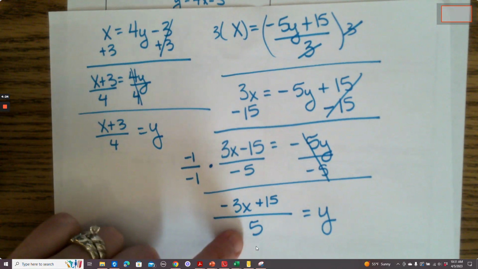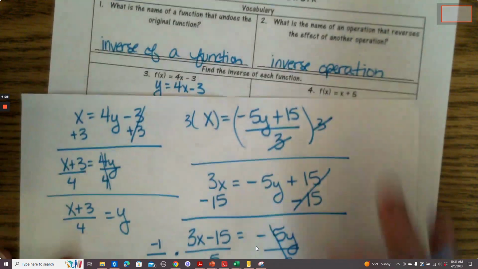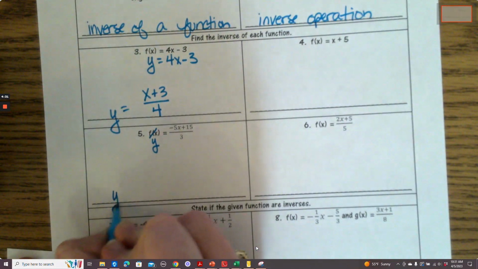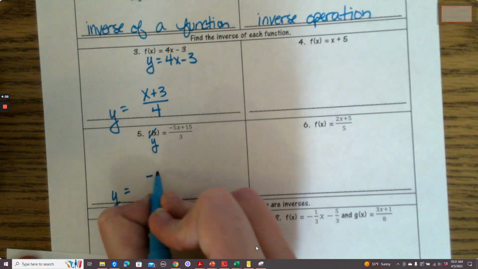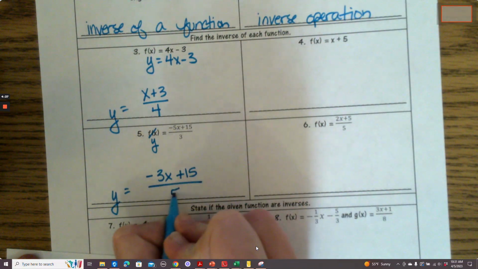So again, it's not really proper form to have a negative on the bottom. We try to avoid that. So y equals negative 3x plus 15 over 5.